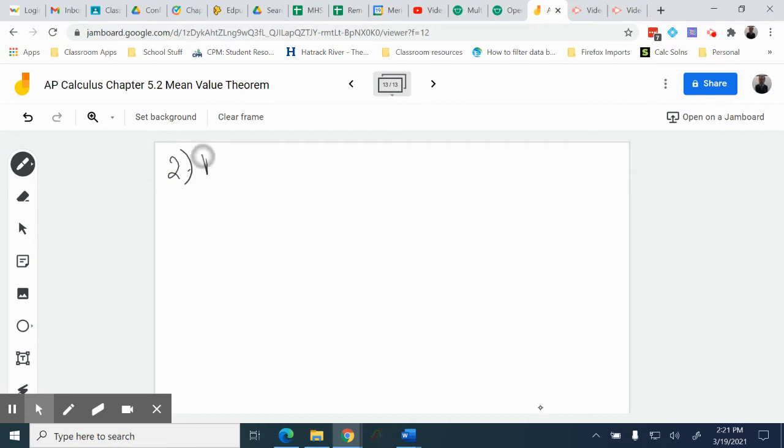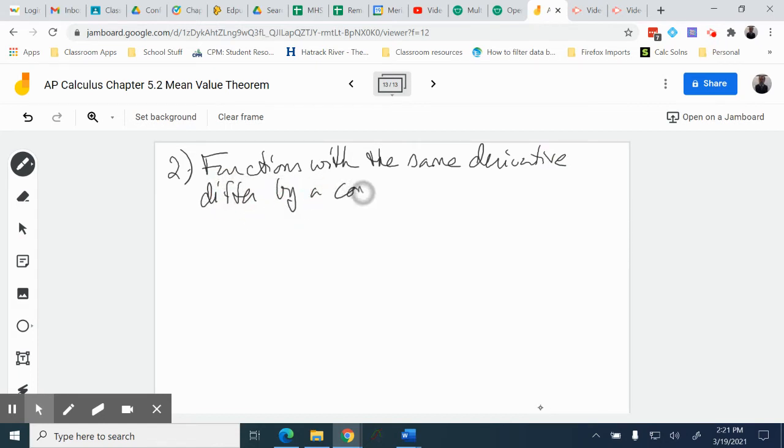All right, let's look at a second possibility. And this one is going to be super interesting down the road. Functions with the same derivative differ by a constant. So let's think about what that means. If I've got a function that has a slope of 2, and I have some other function with a slope of 2, then the only difference between these functions will be the constant that separates them. And we're about to prove this.